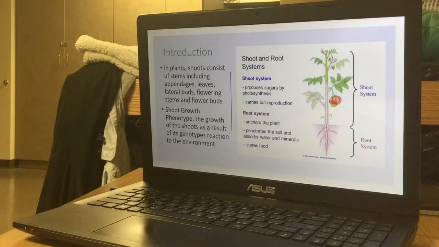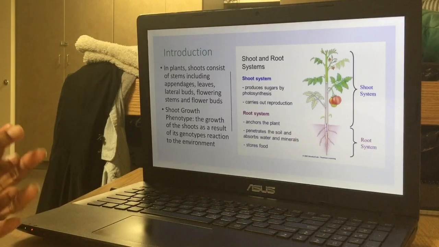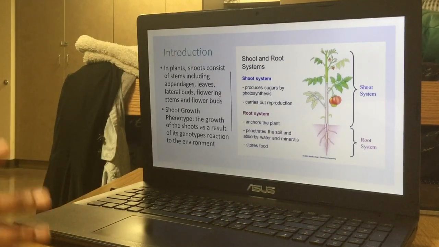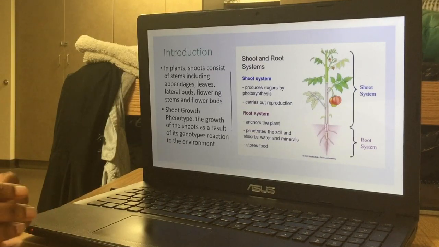So plants generally have two systems. They have a shoot system and a root system. The shoot system is everything that grows above ground. So this includes the stem, the appendages, the leaves, the buds, the flowers, all of that. The shoot system produces sugar using photosynthesis, which is used for energy, and it also carries out reproduction for the plant.